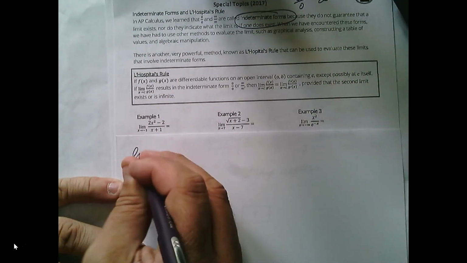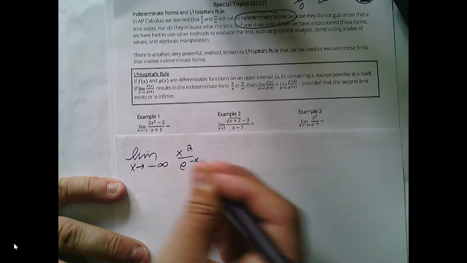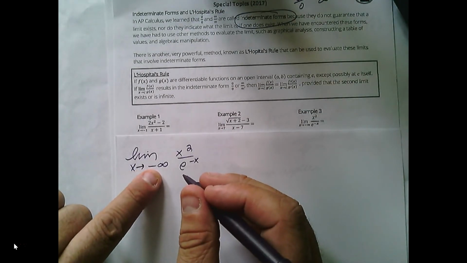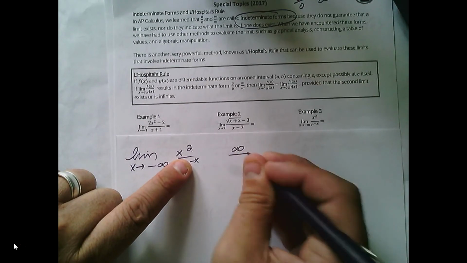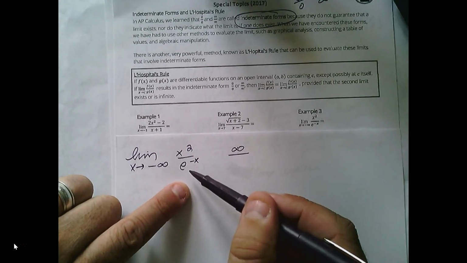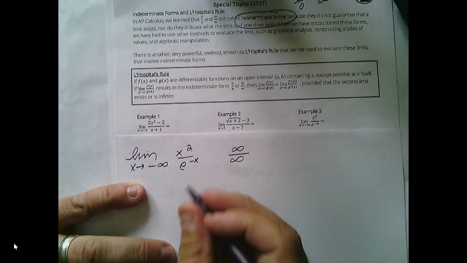Number 3. Limit as x approaches negative infinity of x squared divided by e to the negative x. Well, what happens as x approaches negative infinity on the graph of y equals x squared? That's right, you get infinity. What happens as x approaches negative infinity on the graph of e to the negative x? Also infinity. Now, if you know your relative growth rates, which one grows faster?